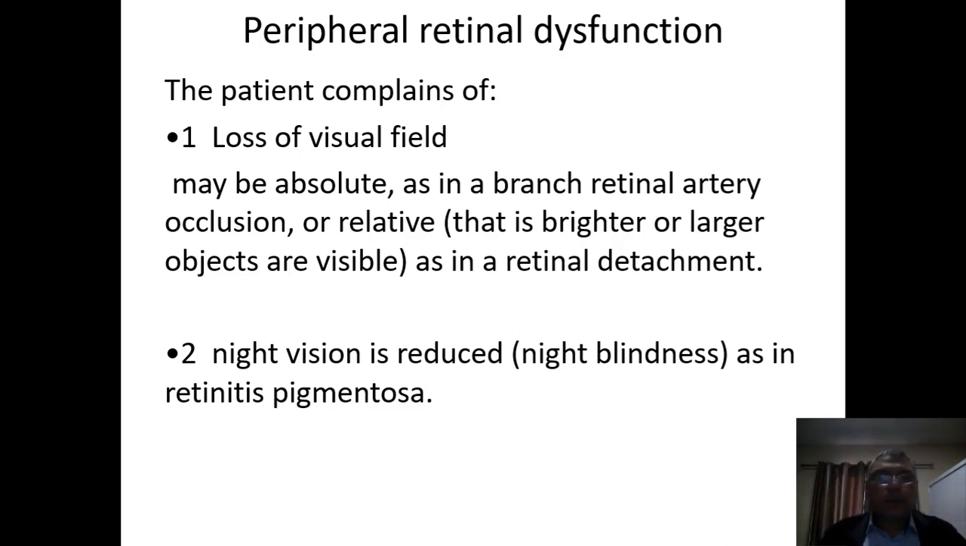The second complaint of the patient is night vision reduction, which is called night blindness, as seen in retinitis pigmentosa. You have a constriction of the peripheral field and loss of night vision.